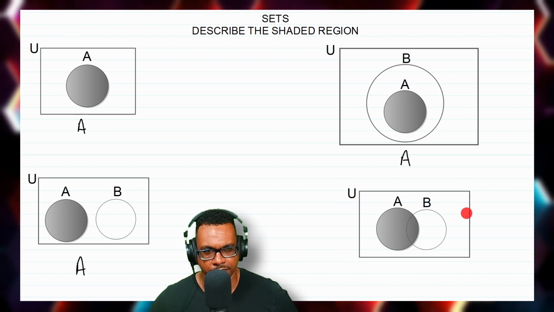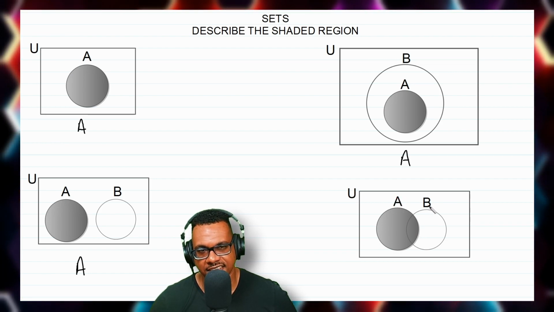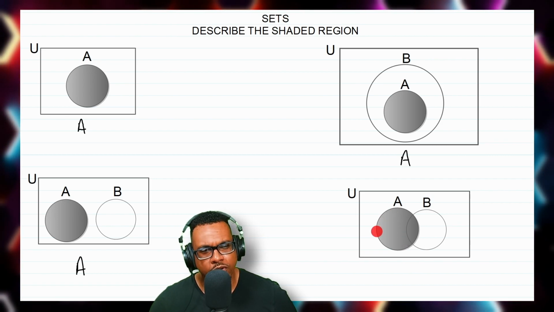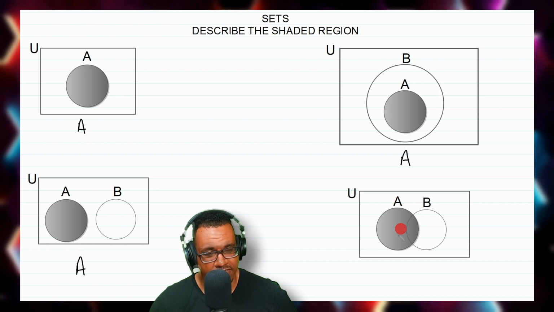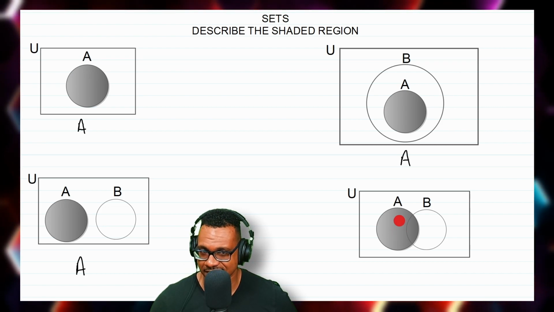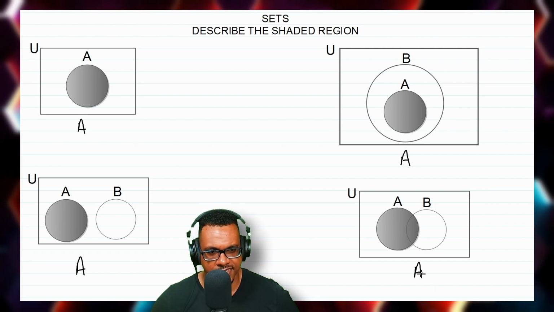So now for this diagram down here, we have intersecting sets. So set A is intersecting set B. But again, only set A is shaded. And therefore, to describe the shaded region here would just be set A. So again, the answer will just be set A.